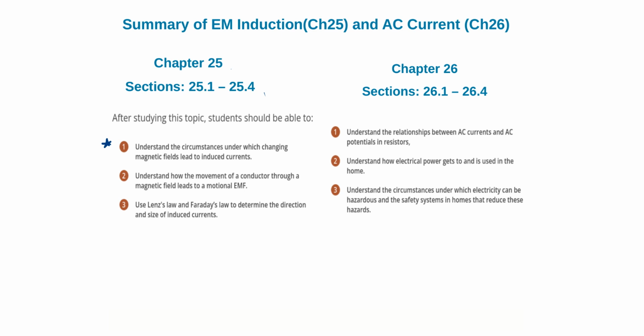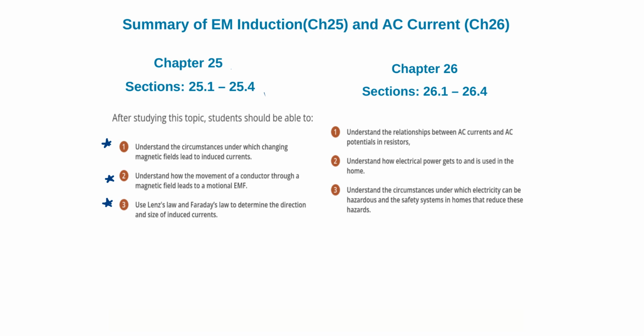learning objectives are understanding circumstances under which change in magnetic fields lead to induced currents, understanding how the movement of a conductor through a magnetic field leads to motional EMF, use Lenz's law and Faraday's law to determine the direction and signs of induced current. So if you have some ideas about these, you are on a good standing.